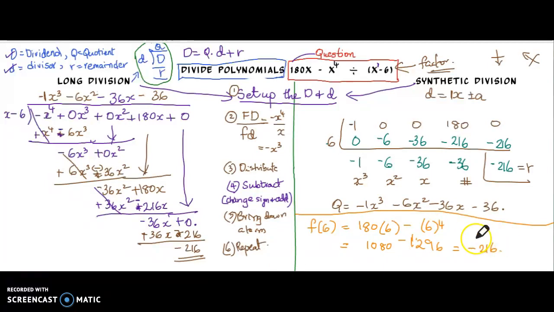So if you notice, this is the remainder that we get, right? When you evaluate a function at that number, the answer that you get is equal to the remainder when you divide by that number. That's what the remainder theorem says. And the factor theorem says that if, when you evaluate a function at a given number, the answer was 0, if this was 0 instead of 216, then x minus 6 is a factor of the dividend. And the remainder theorem says that when you evaluate a function at a number, the answer that you get is the remainder when you divide the dividend by that divisor.